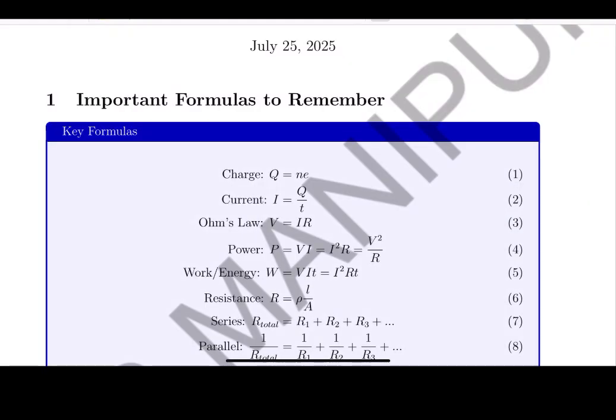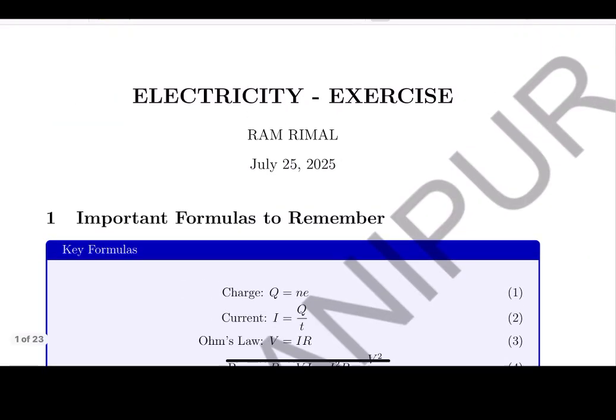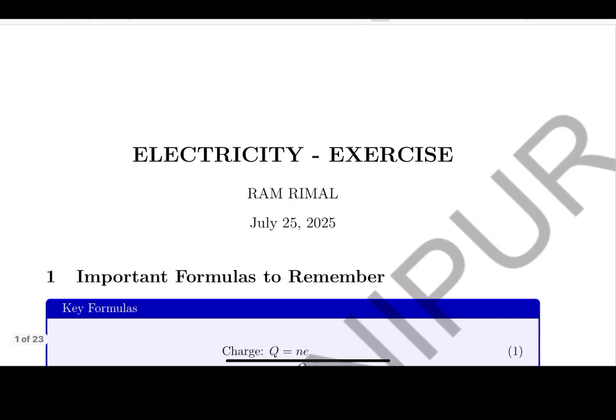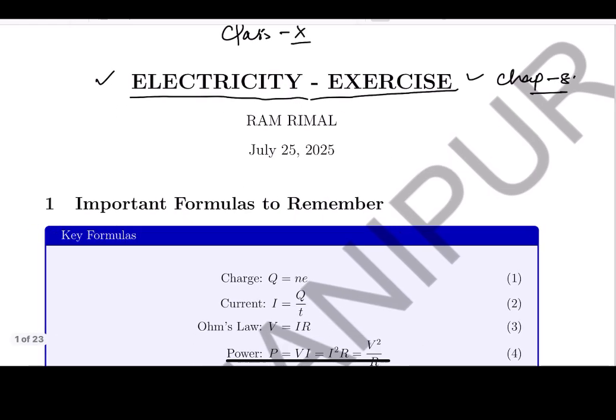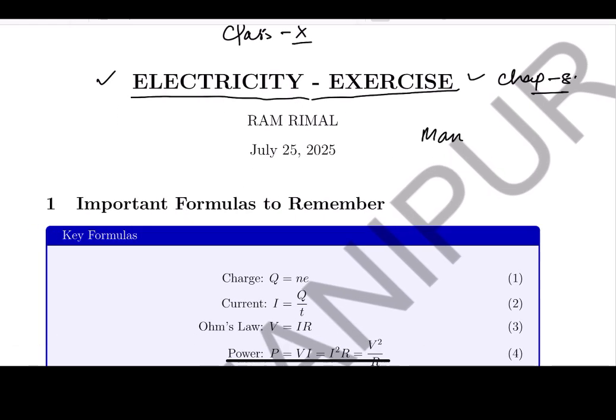Okay, here we come with exercise questions. This is the exercise for the electricity chapter, chapter number 8, class 10 science. It is only for Manipur board students.